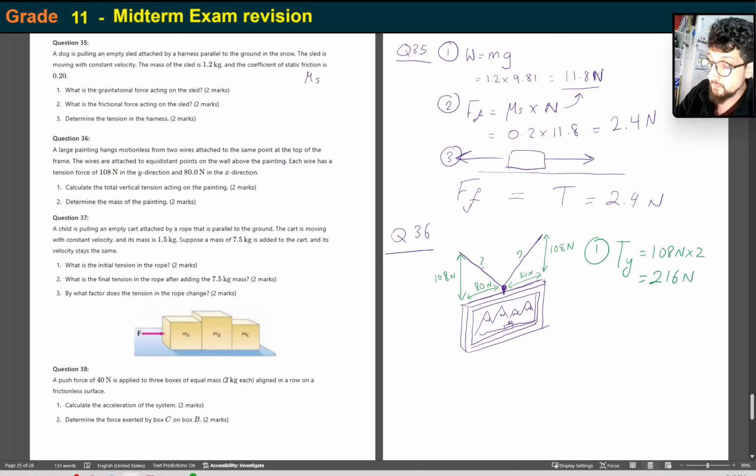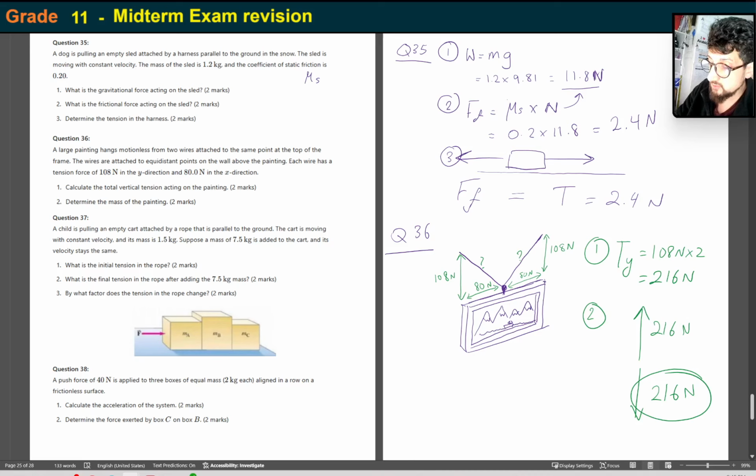Okay? That's what that is. And part 2, determine the mass of the painting. Well, if I've got the vertical tension, which is the force pulling up, then I know that the weight force going down is exactly the same. So it's 216 newtons up. It's going to be 216 newtons down. That is the weight. I want the mass.